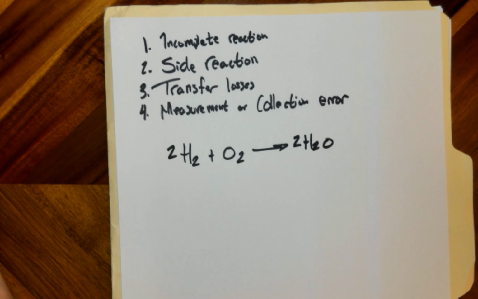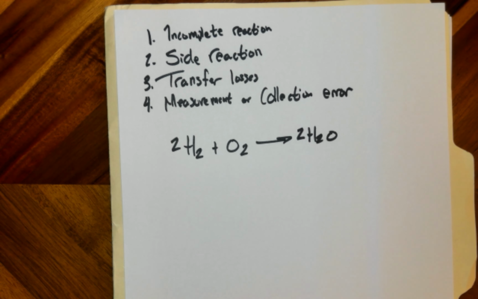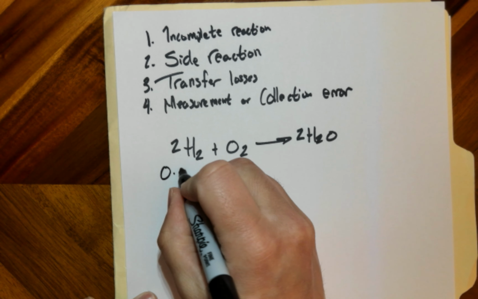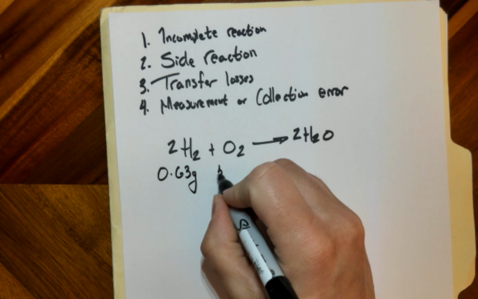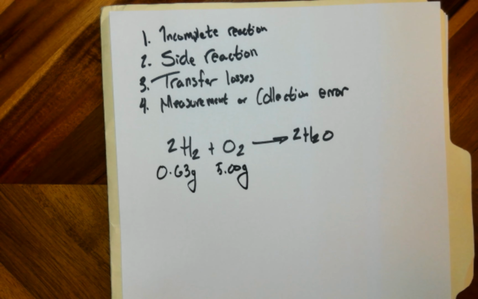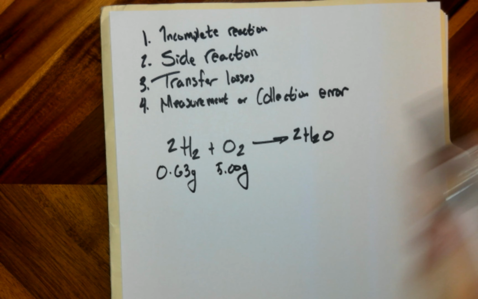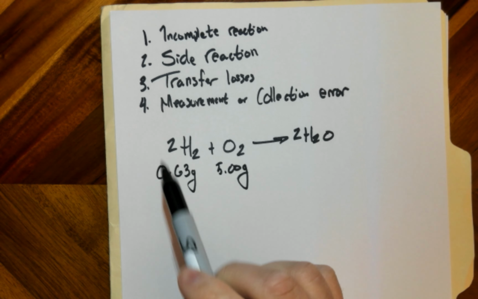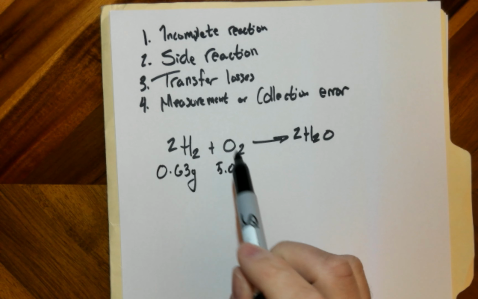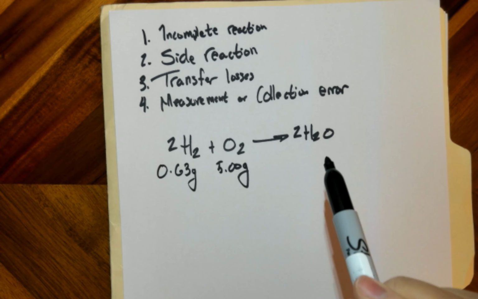In this case, I might have a certain amount of starting reactants. So take this example where I have 0.63 grams of hydrogen and 5.00 grams of oxygen. Now in this scenario, these will react completely with one another. So neither of these is the limiting reagent. This is the perfect amount of each of these substances, right?